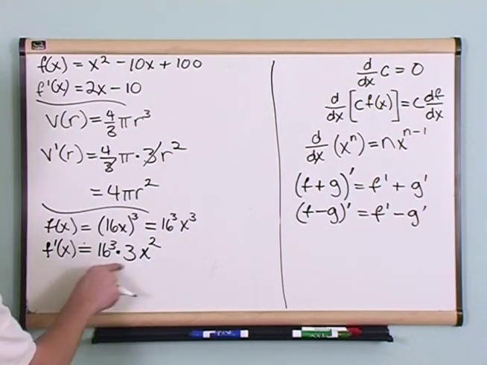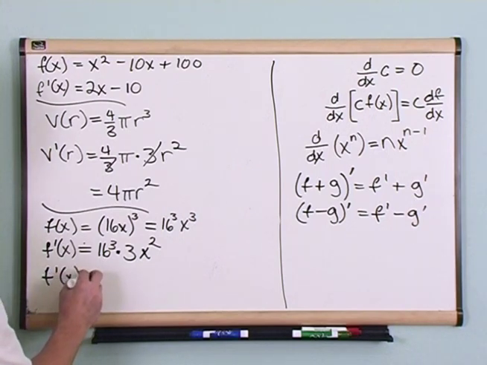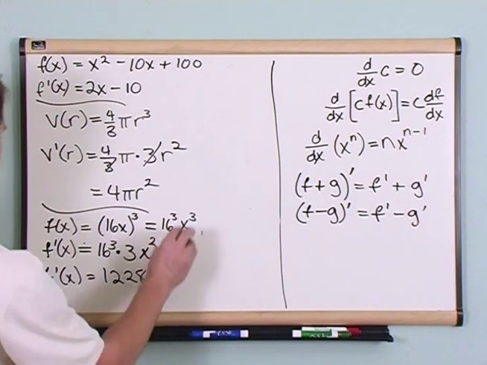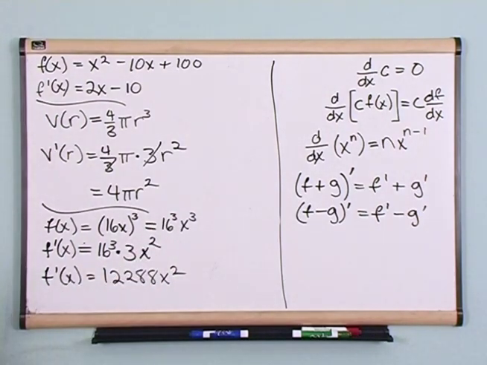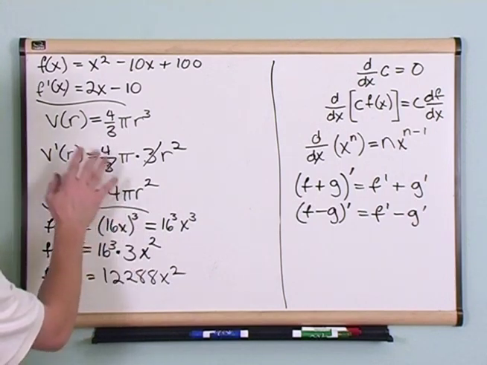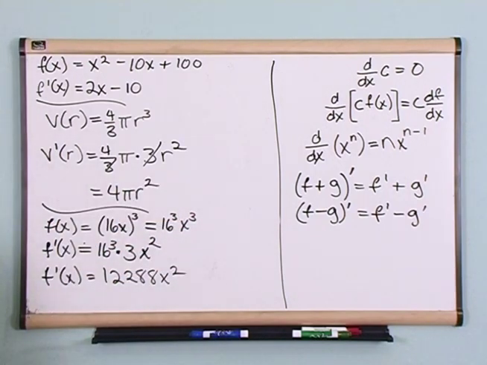And when you put this in your calculator, the derivative of f is 12288x squared. So some big number times x squared. I'm just trying to show you that sometimes they'll write problems in such a way that it won't be exactly like what you're used to seeing, and you'll have to beat it into shape in order to be able to apply some of these things.